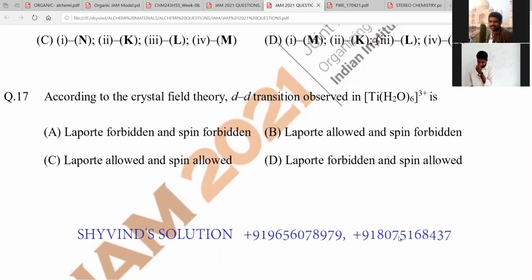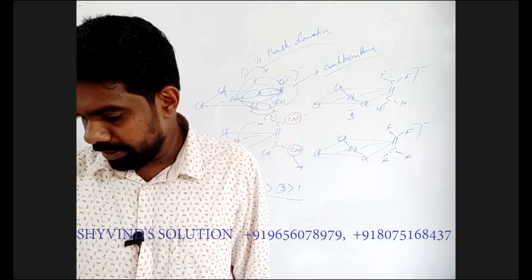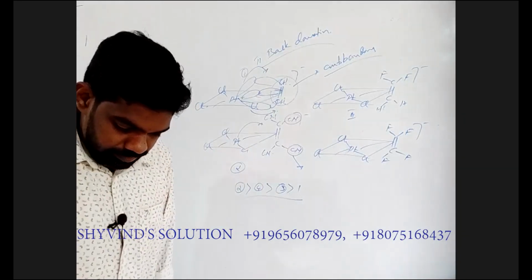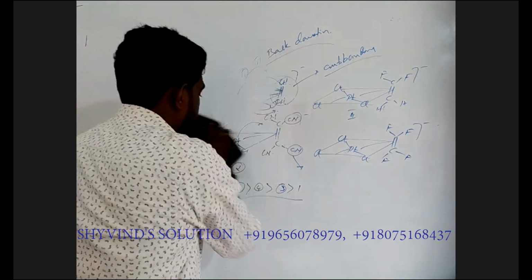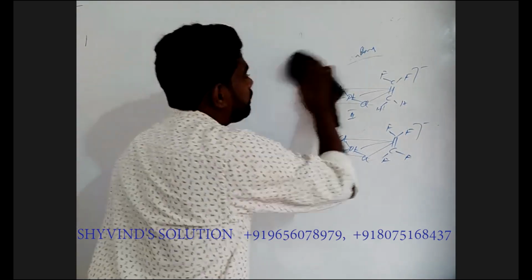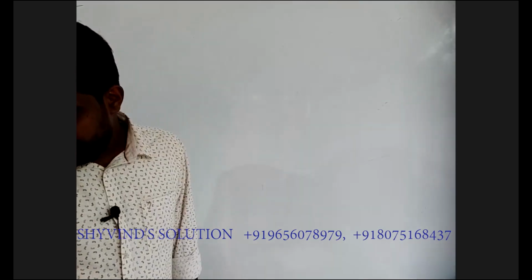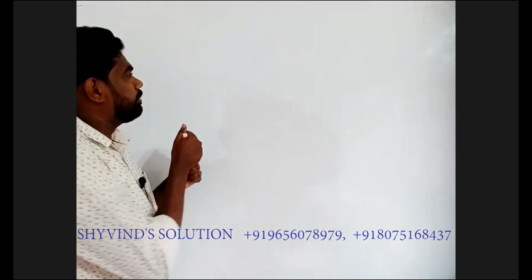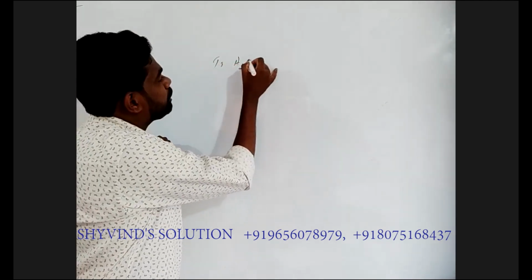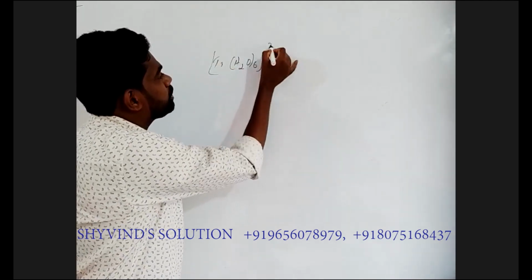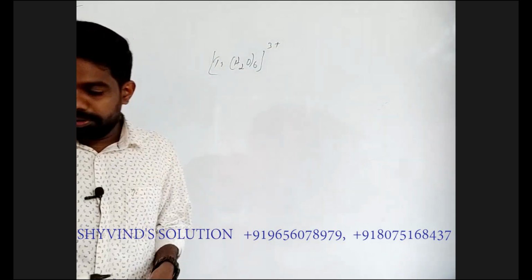According to the crystal field theory, the d-d transition observed in [Ti(H2O)6]3+ is. That is the question. So let's see how to solve this. The complex given is [Ti(H2O)6]3+. Okay, let's see how to do this.